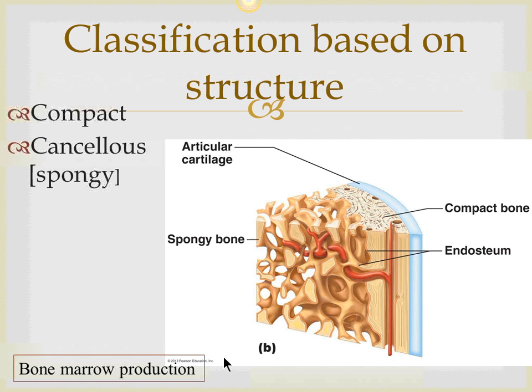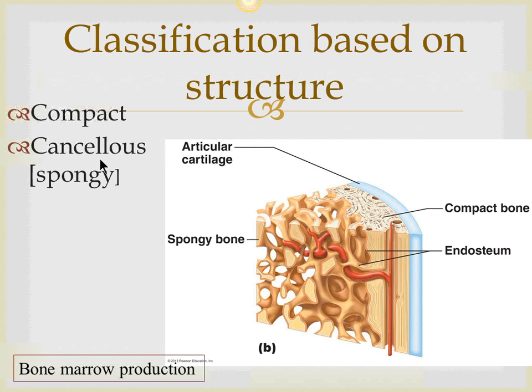Now let's look at classification of bone. We classify it in two ways: one based on structure, one based on shape. This one is based on the structure of bone, or the type of bone you see. There are two types: compact bone and cancellous, also called spongy bone. As the name suggests, compact means everything is arranged in a very dense, compact fashion. In cancellous or spongy bone, everything is not as dense.